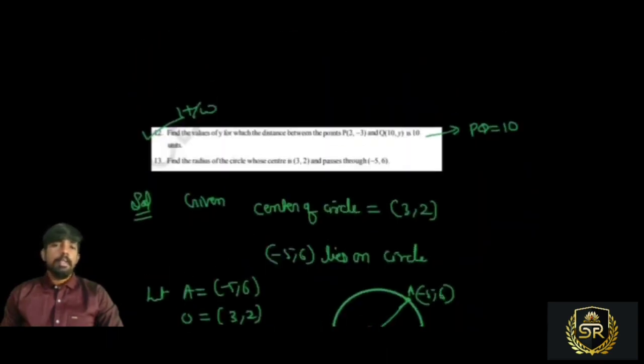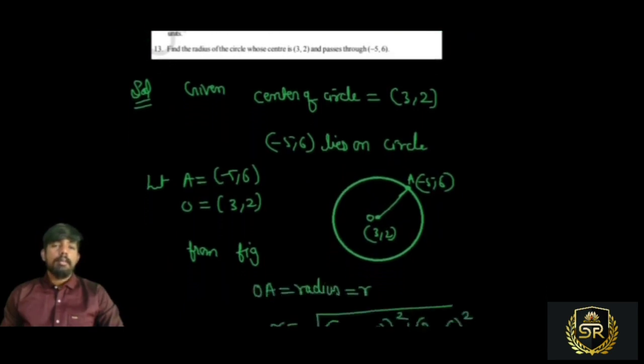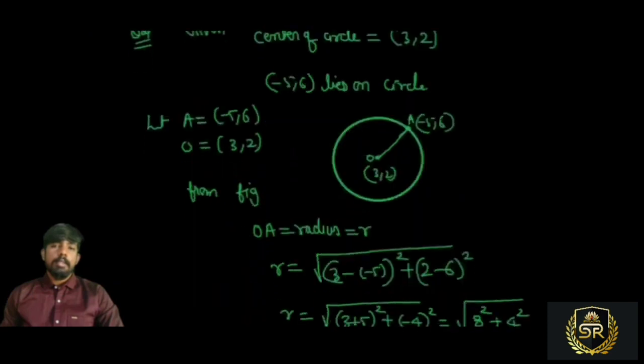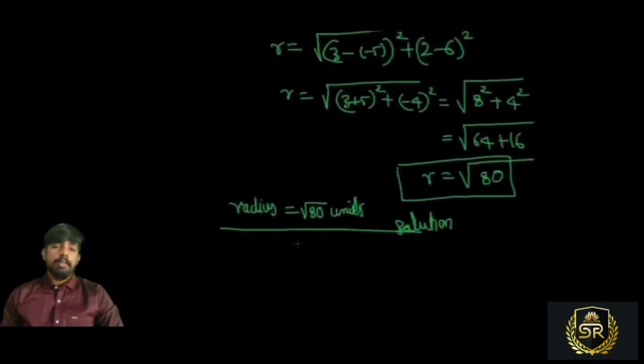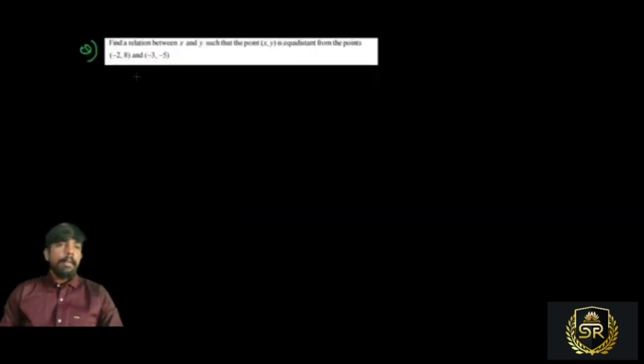Okay, what is asked? Find the radius of the circle whose center is (-3, 2), and one point lying on it is (-5, 6). So this point is (-5, 6). That means OA is the radius, so we find the radius to be the right answer. Clear?